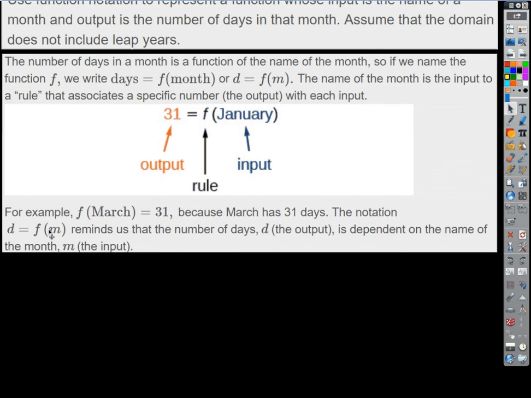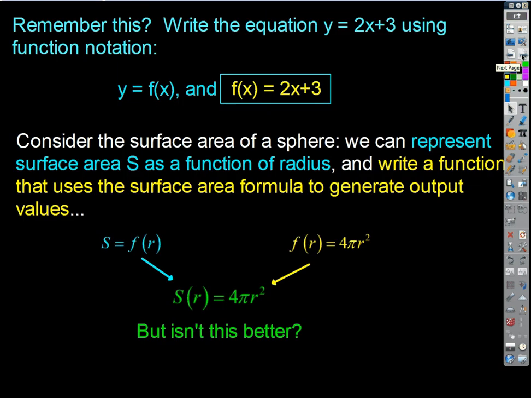You've seen stuff like this before without ever being really acutely aware of it. You've probably seen a lot of questions like this in Algebra 1. Remember these, where it says, write the equation y equals 2x plus 3 using function notation. Well, what did you do? What did you change there to write that in function notation? The f of x. We just traded the y for an f of x, right?